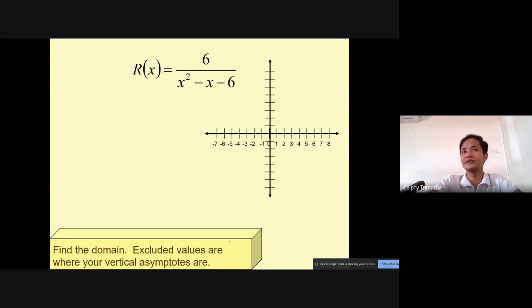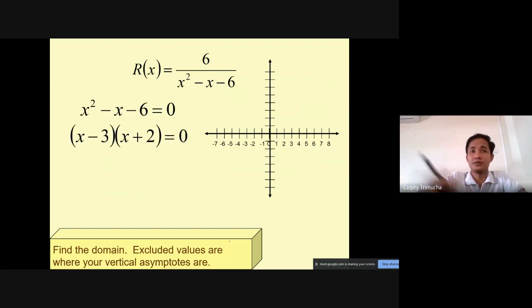Okay, so we are given here an example of a function wherein we have 6 all over x squared minus x minus 6. First, we find the domain. The excluded values are where we identify our vertical asymptotes. So we have x squared minus x minus 6. We can factor this, so we have x minus 3 and x plus 2 as our equation. Then we can get the values of x.